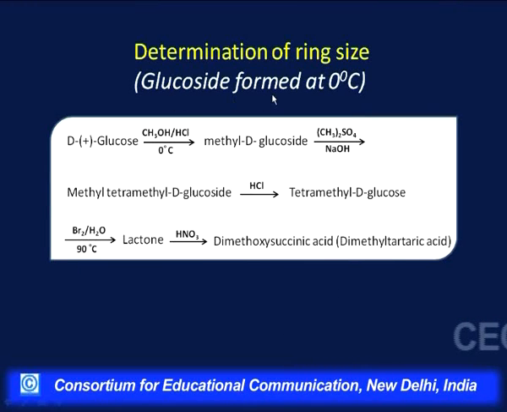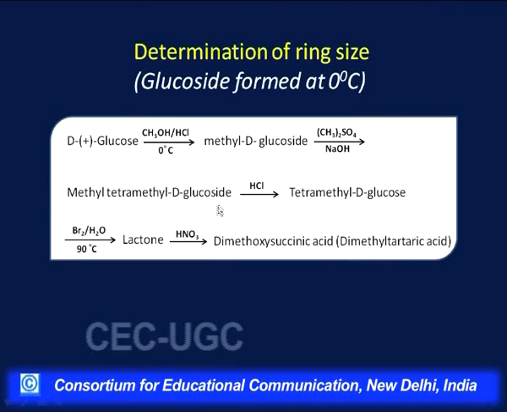Then the glucoside formed at 0 degree Celsius, those were not the normal glucosides. They repeated the reaction sequence in a similar way: D-glucose was taken, mixed with methanol and HCl, and kept at 0 degree Celsius. The compound obtained, methyl D-glucoside, was treated with dimethyl sulfate in the presence of NaOH.